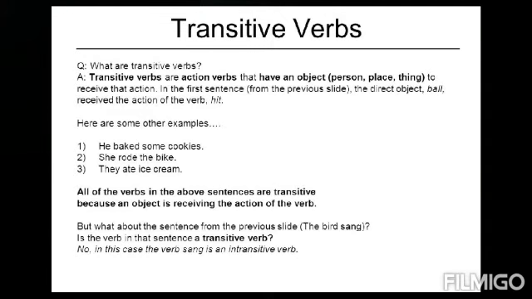Now let's take the second example. The hunter shot the tiger. Shot is the verb here. Who shot the tiger? The hunter is the answer to it. So it is the subject. And whom did the hunter shoot? Tiger is the answer to whom. So tiger is the object because it is the receiver of the verb shot.